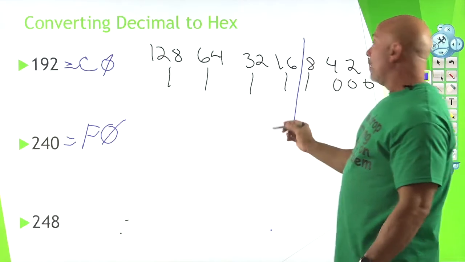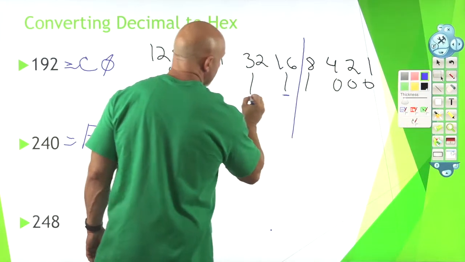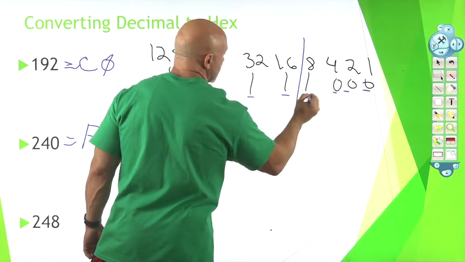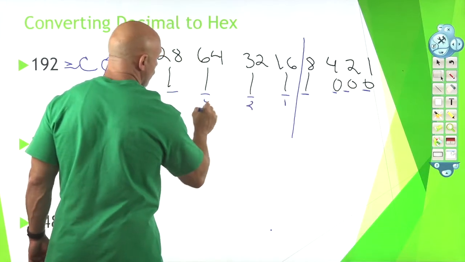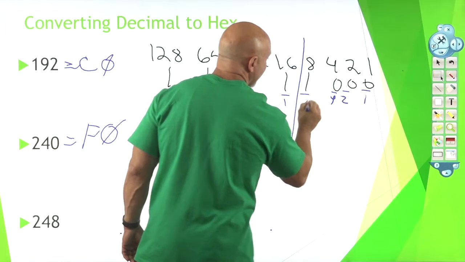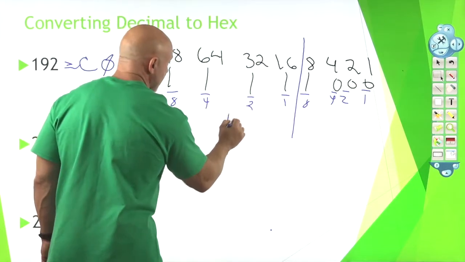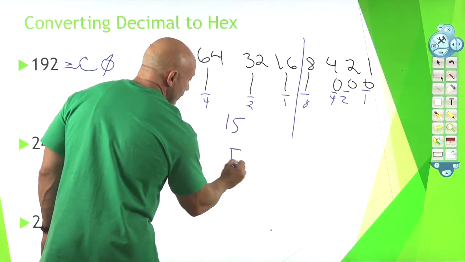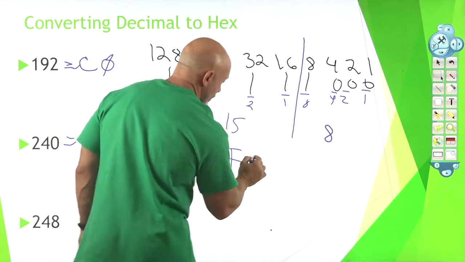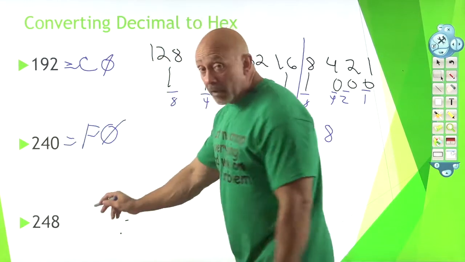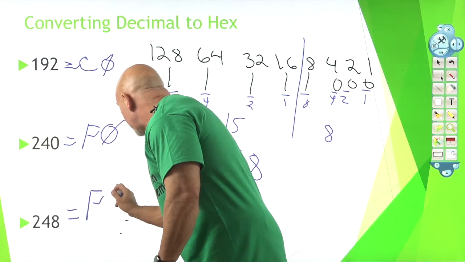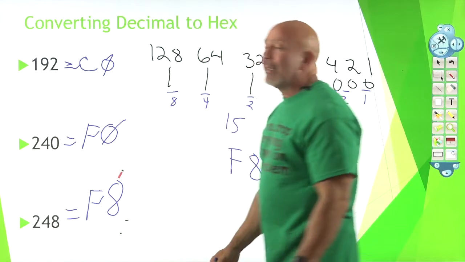Line. We do the bit values for the hex at the bottom, just because I don't want to erase the top just yet. 1, 2, 4, 8. 1, 2, 4, 8. They're all on. That's 15, which equals F. Now here we have just the 8 on. So this is 8. So F8. So 248 in decimal is F8 in hex. And that is it.